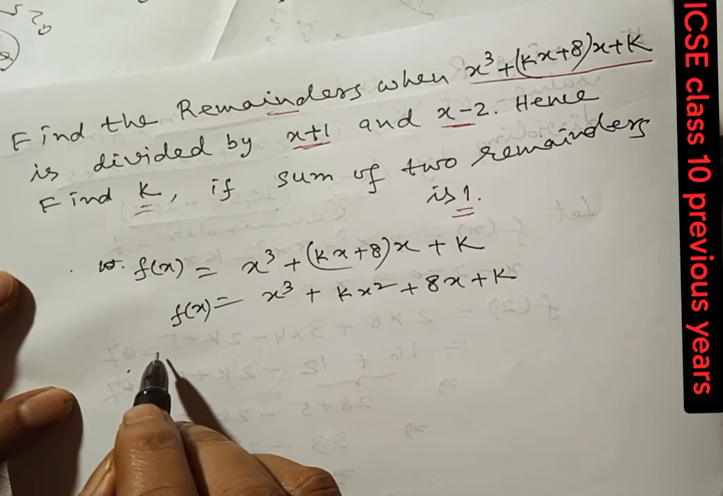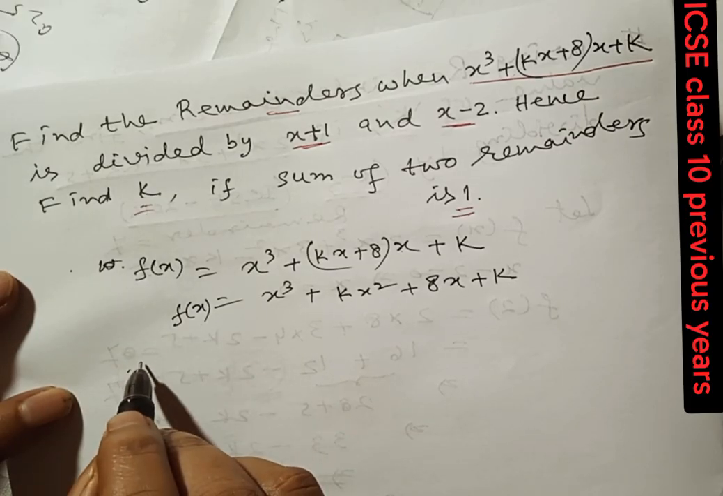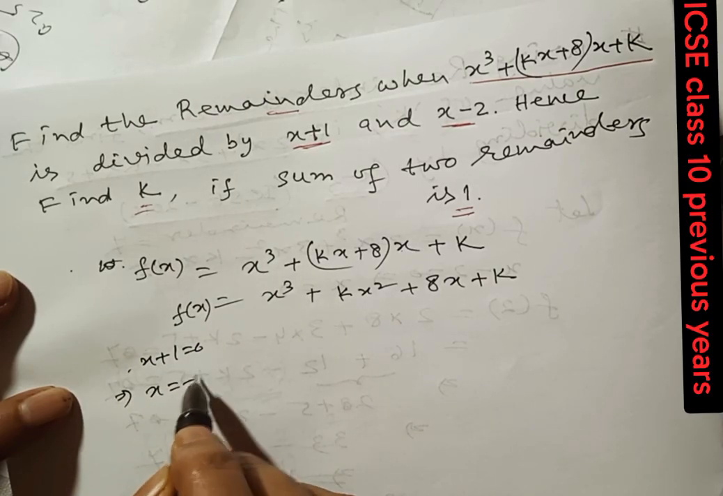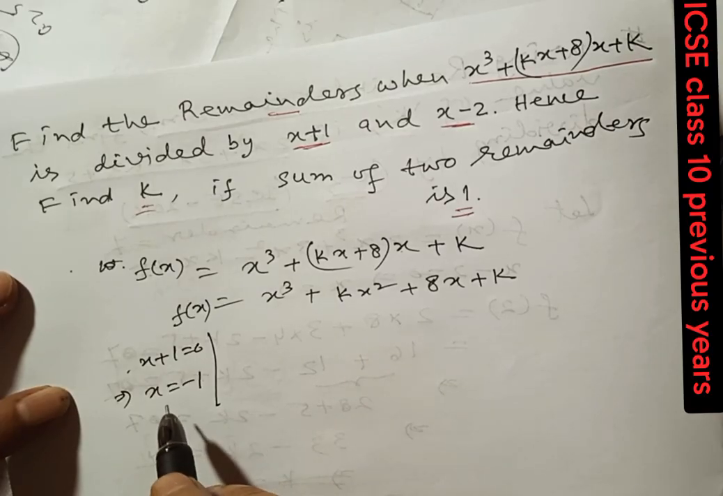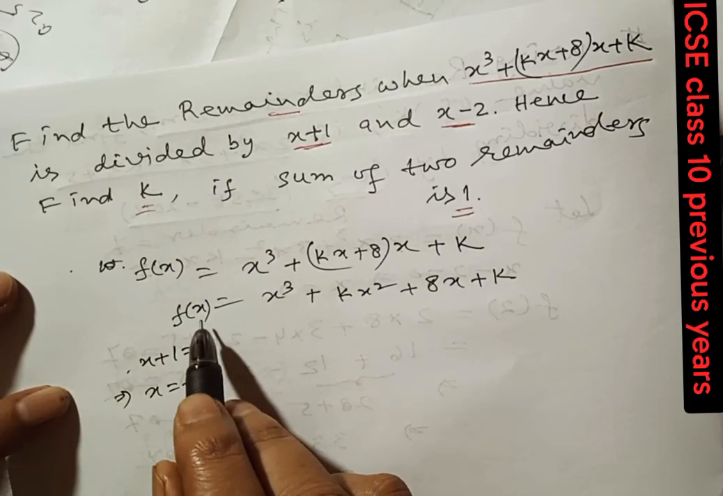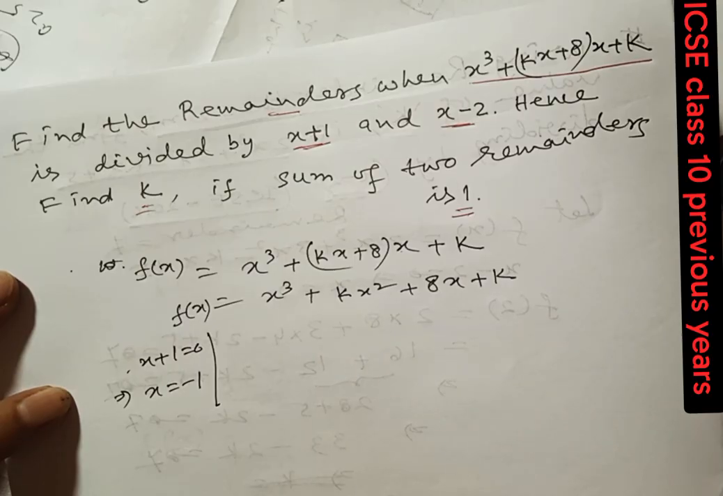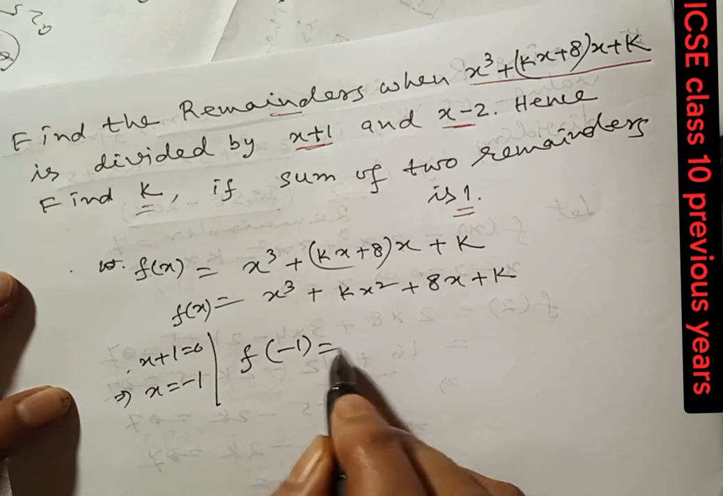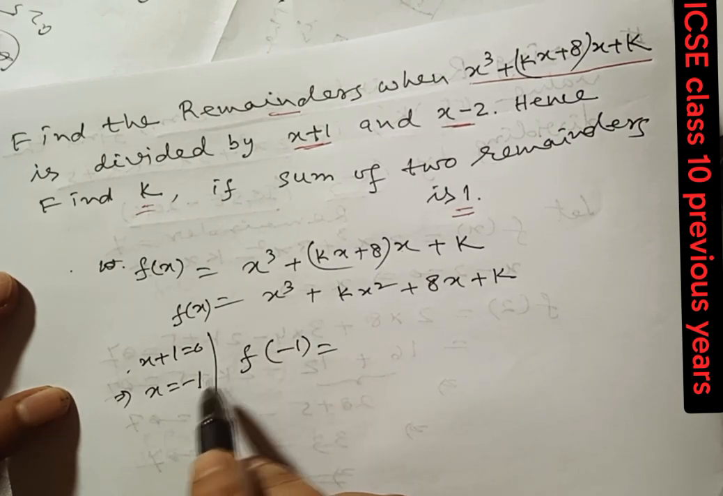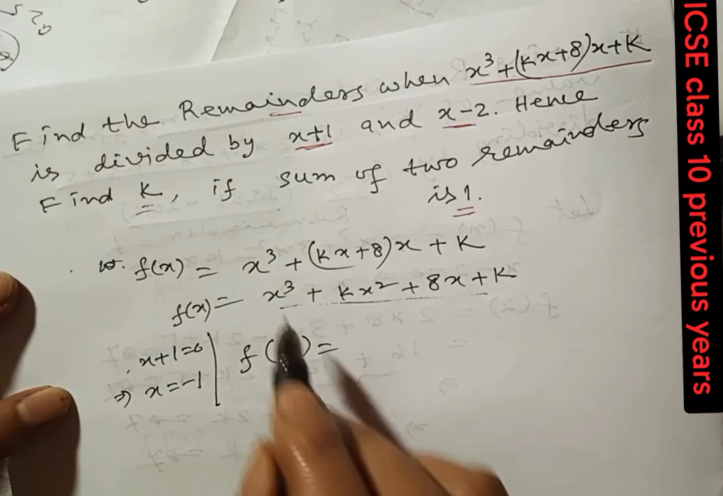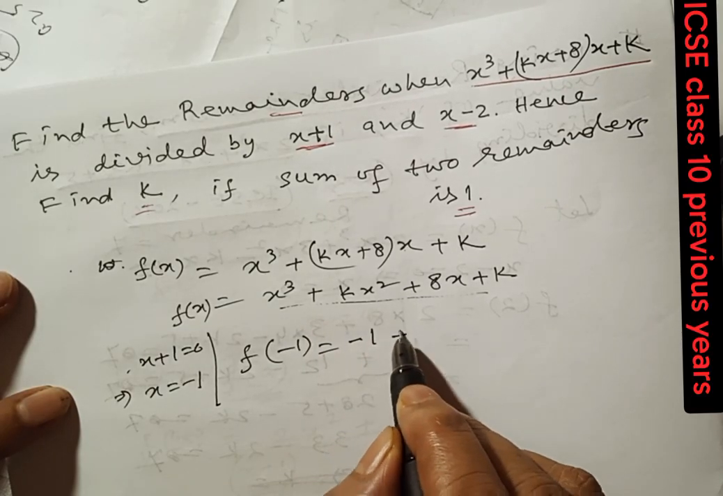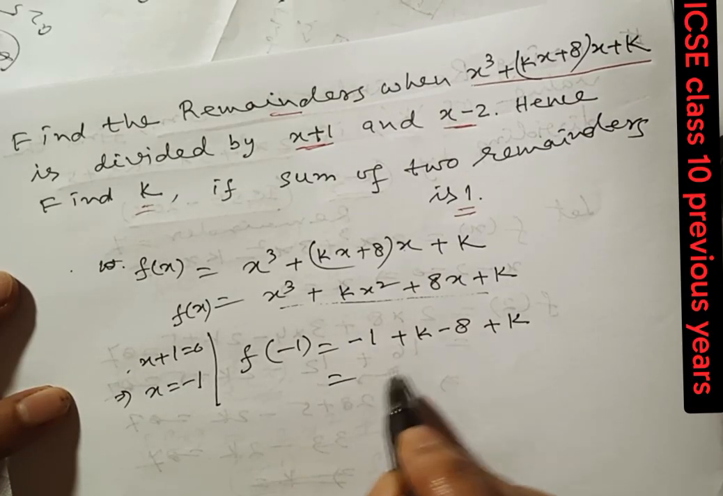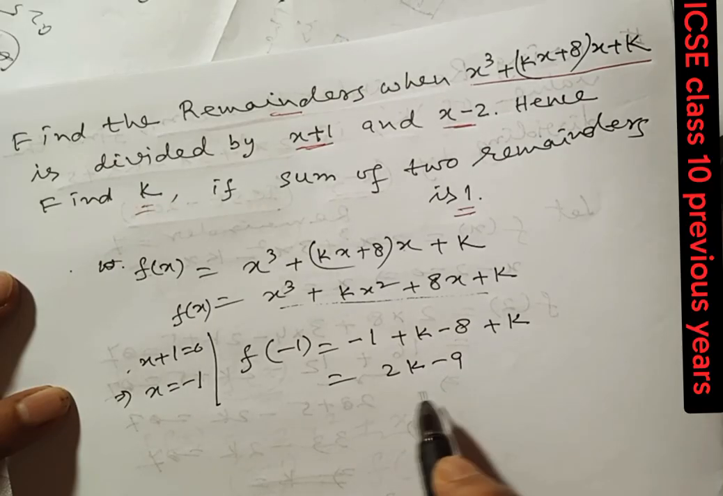If f(x) is divided by x plus 1, so x equal to minus 1, using the remainder theorem we put x equal to minus 1 in f(x). f(minus 1) will be, we put minus 1 in the value of x. So minus 1 plus k minus 8 plus k. This is 2k minus 9.